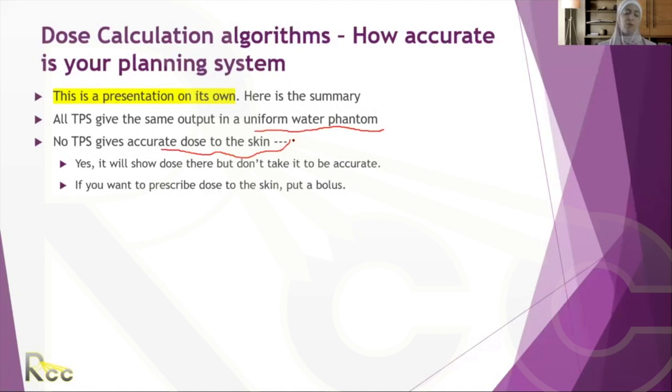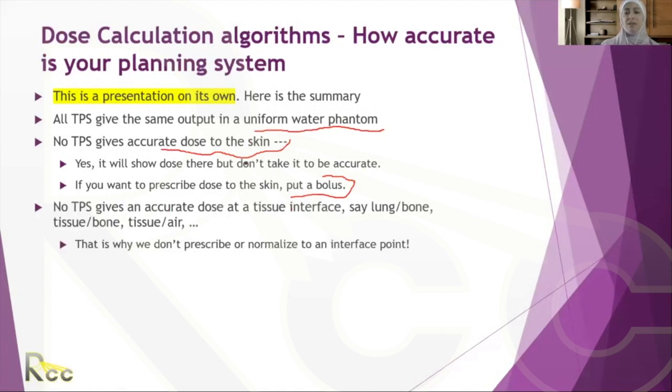So the question now is, what if you really want to deliver dose to the skin? Well, in this case, you use a bolus. Right? That's why we have bolus. We want to fool the planning system. So the planning system assumes that the skin starts from here, from above, and so the build-up region is far away from my region of interest. If I want to give dose to the skin, I put bolus. Okay? Or of course you can use electrons as well, but always take the dose to the skin with a grain of salt.